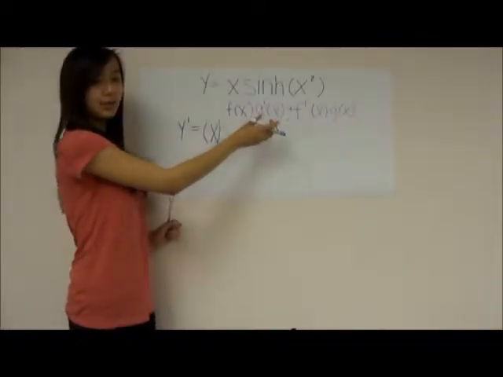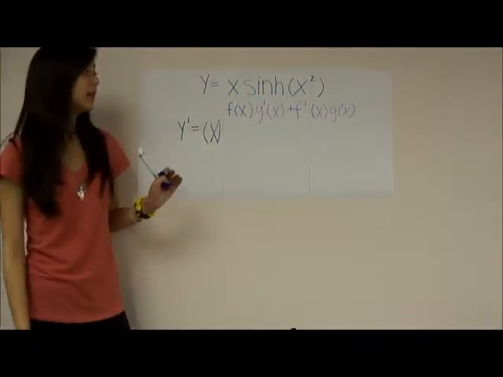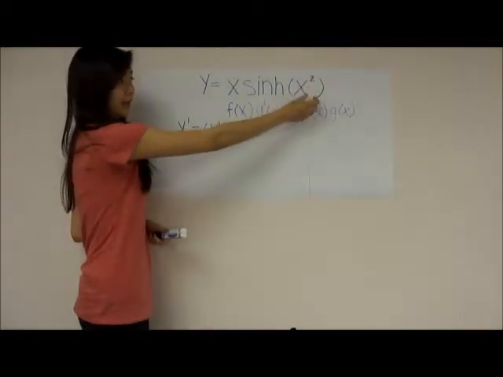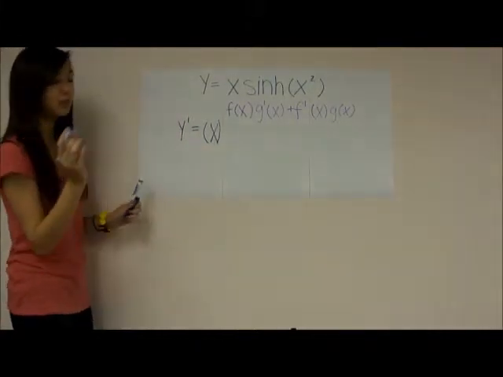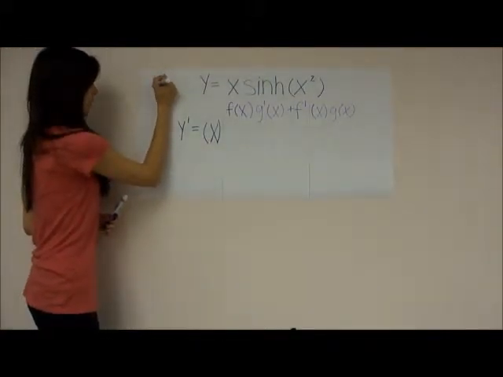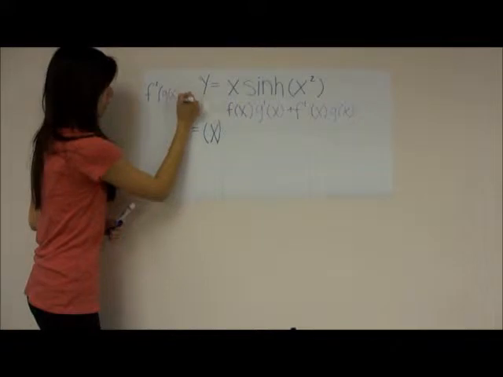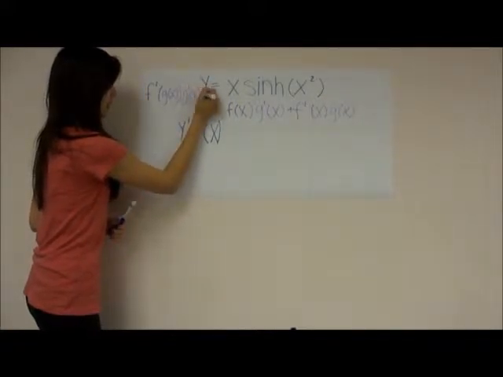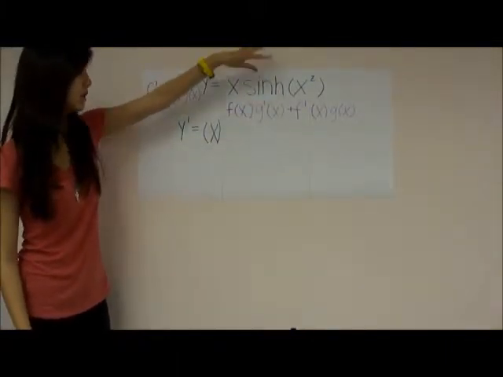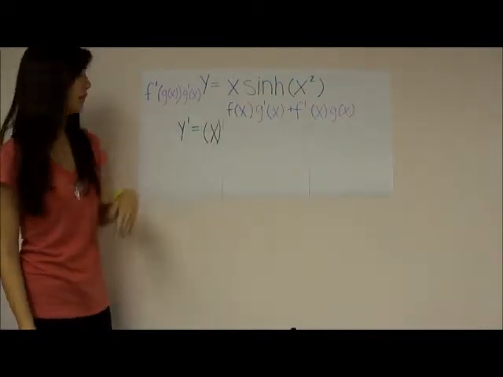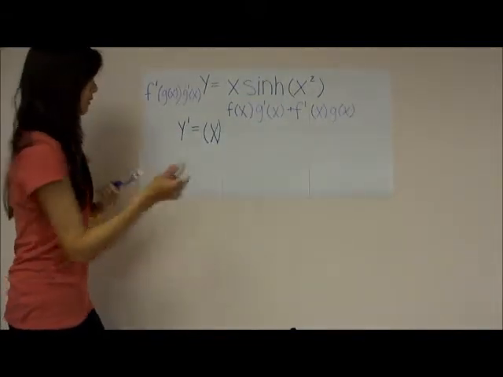Now we have to find g prime of x, which is the derivative of hyperbolic sine of x squared. Now since we have a function within this function, we'll have to use the chain rule. So over here, the chain rule is written as f prime of g of x times g prime of x. So basically, it's just saying the derivative of the outside function with what's inside of it times the derivative of the inside function.